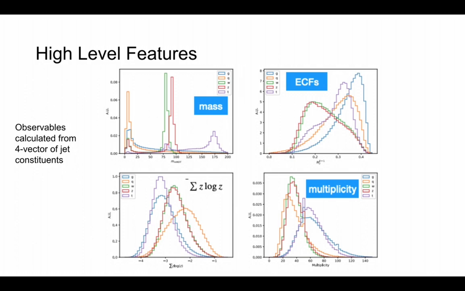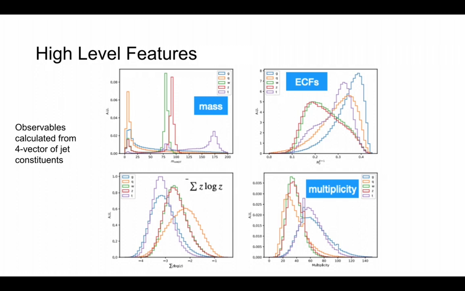We can use the constituents of the jet to calculate observables, which might carry useful information to distinguish different types of jets. For example, the mass of the jet: the top quark is heavy, and you can see the peak at 175 GeV. For W and Z jets, the mass of the jets is around 80 GeV or 91 GeV, while for the light jet, the mass is quite small. In addition to the jet mass, we can also calculate energy correlation variables and other jet shape variables, or even just count the number of constituents contained inside the jet.